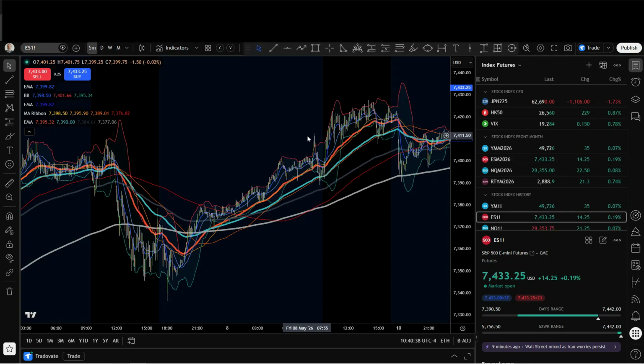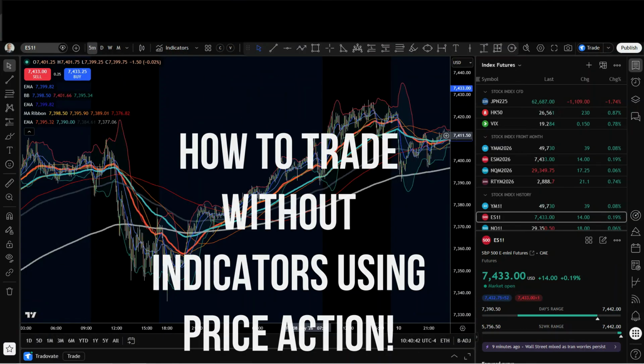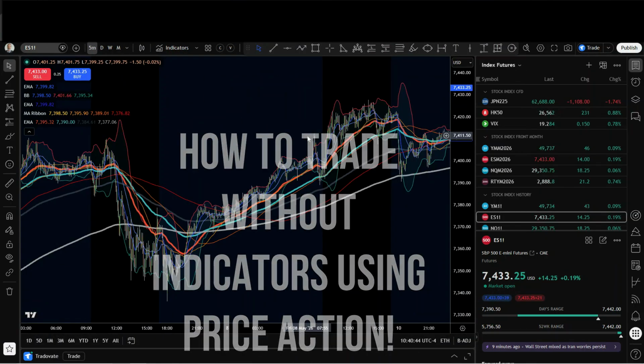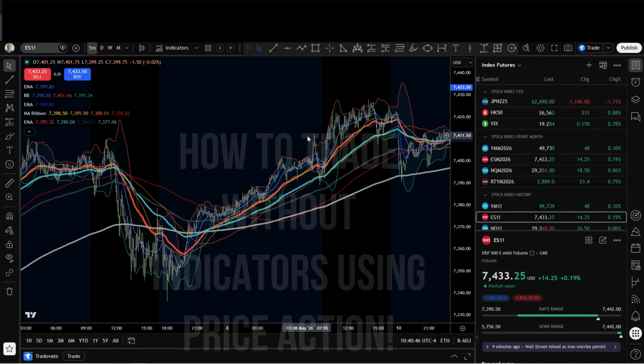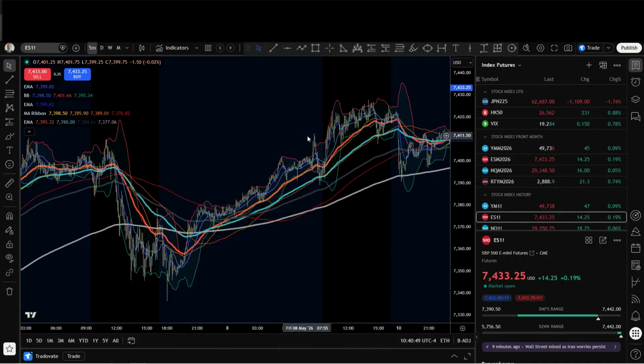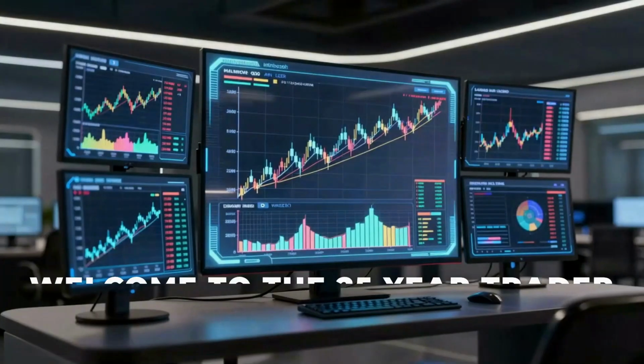Are you struggling with indicators and finding trades because your charts look like this? A lot of analysis paralysis. I felt the same way until I discovered price action trading. So I'm going to show you right now how you can trade without ever using indicators again, and then you can decide which will work best for you. So with that being said, let's get going.